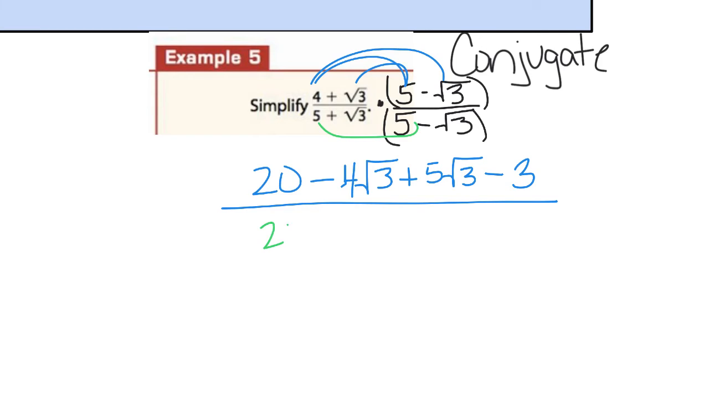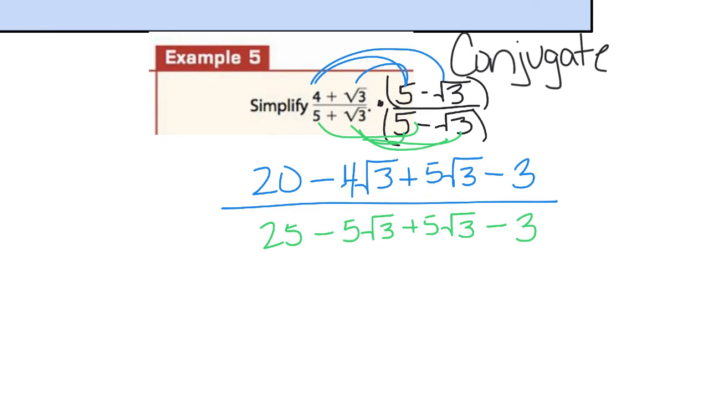Over, I'm going to do the bottom in green. 5 times 5 is 25 first. Outer, 5 times negative square root of 3 is negative 5 square root of 3. Inner, square root of 3 times 5 is 5 square root of 3. And then the last is going to be negative 3 once again.